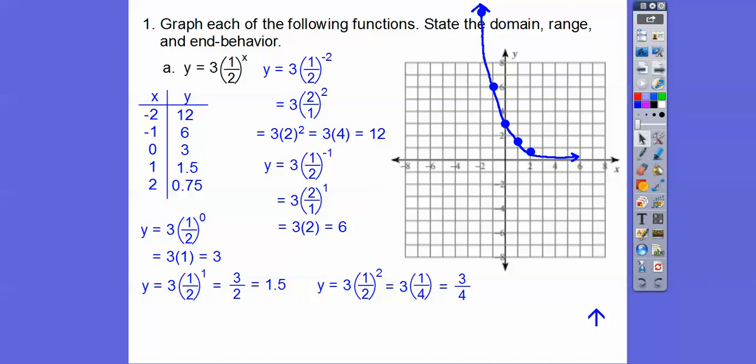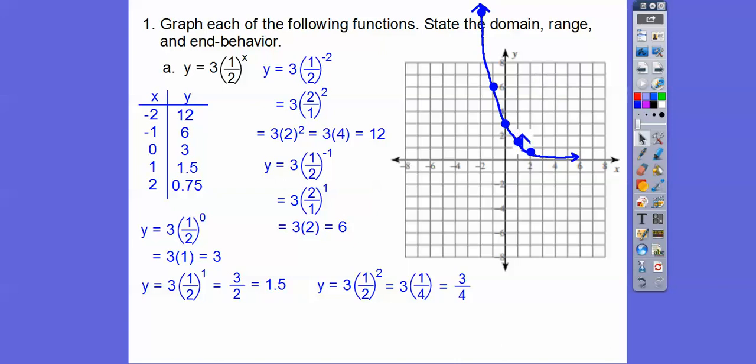Let's talk about the domain, range, and end behavior. The domain goes to the left forever, it goes to the right forever, so I'm going to say all real numbers. X equals all real numbers. The range is a y answer. It goes up forever, but it starts down here on the x-axis, that's y equals 0. So we'll say y is greater than 0.